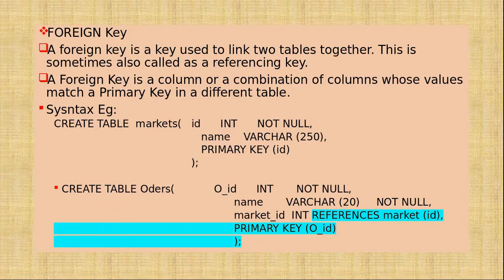Next one is foreign key. A foreign key is a key used to link two tables together. This is sometimes also called a referencing key. A foreign key is a column or a combination of columns whose values match a primary key in a different table. You can see a simple example for that constraint. Please refer to it closely.